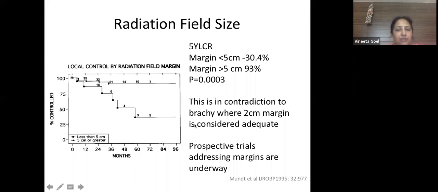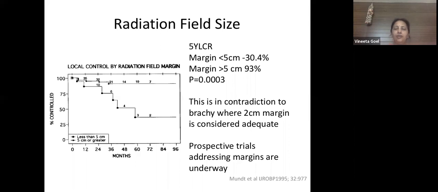There is a prospective trial also which has addressed the issue of margins and has used a margin of about 2 centimeter. But in my own understanding, I think this margin of 5 centimeter is required for several reasons in external beam radiation therapy. And one of the reasons is geographical uncertainty.